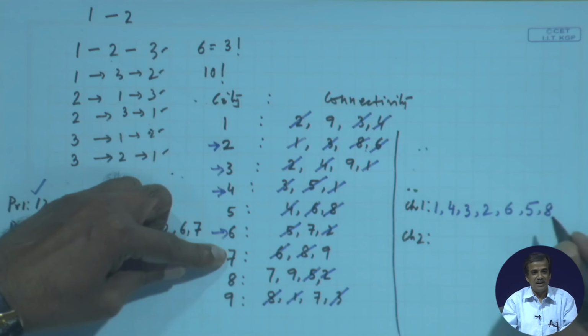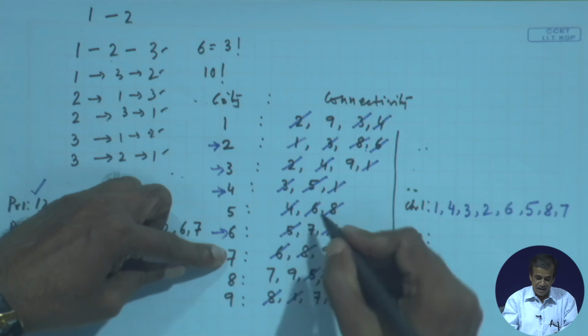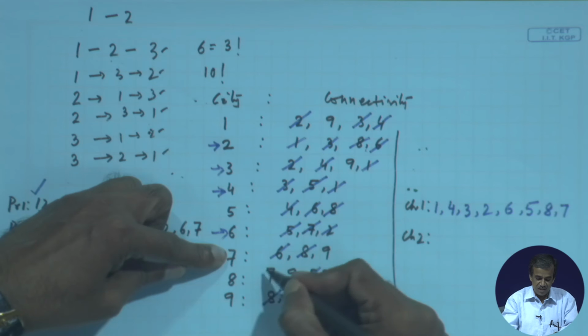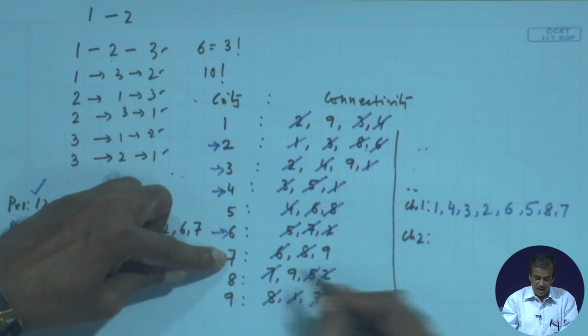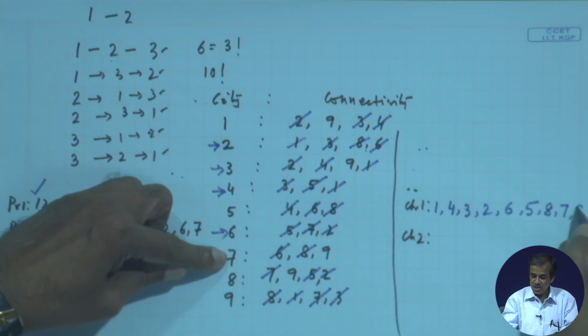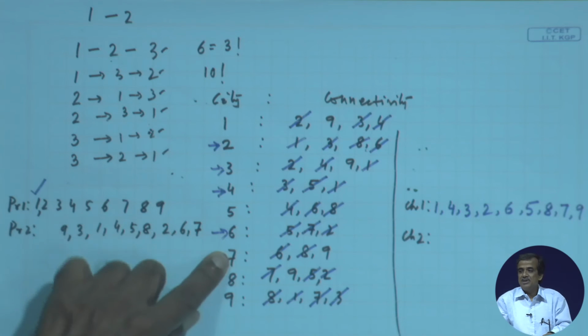So anyone you can take, there is a tie. So let me take 7. If I take 7, you remove this, this, this, and 7 is connected to 9. So this is one feasible child solution.